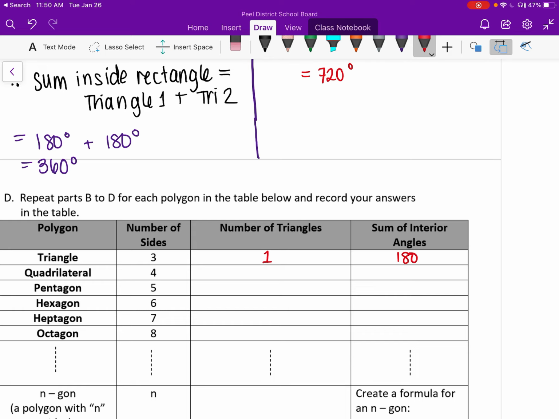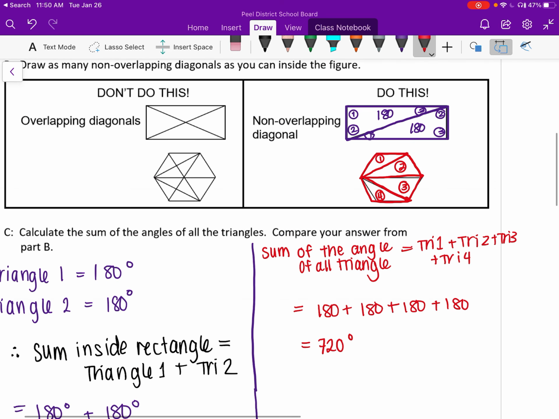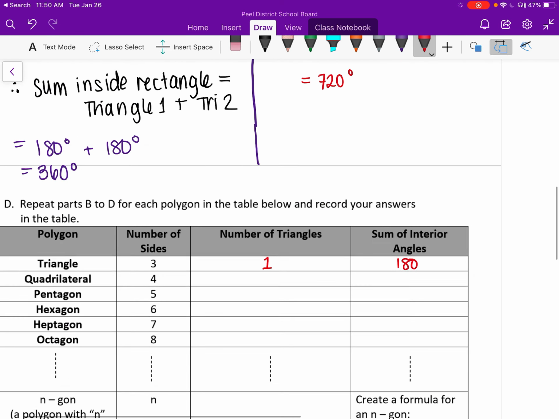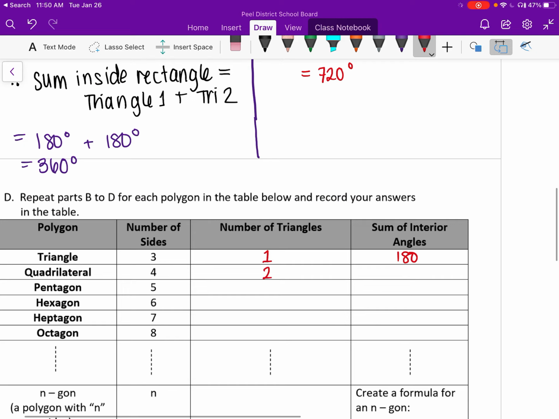Then we have a quadrilateral. Go back here. Our quadrilateral could be broken into 2 triangles. So I know the number of triangles inside is going to be 2. If I want to know the sum of the interior angles, I know it's 180 plus 180, which gave me 360.